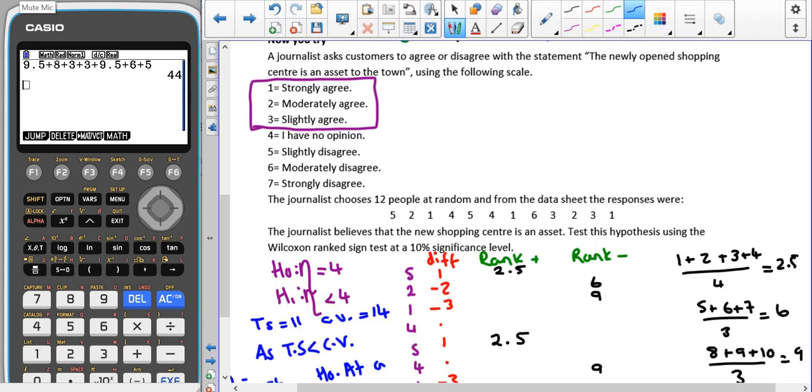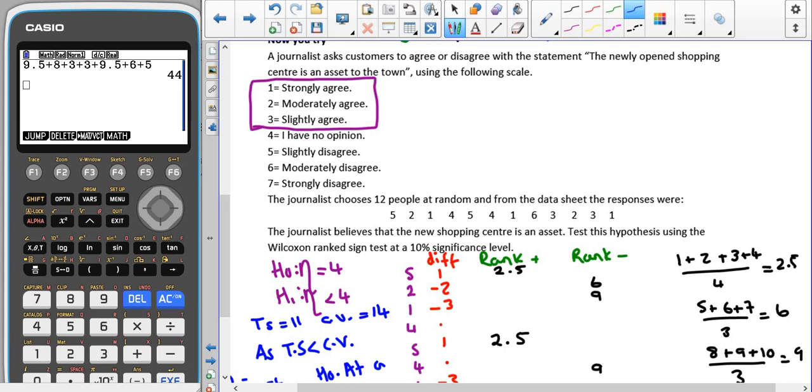Okay, so hopefully you paused the video and gave the Now You Try question a go. So as we were saying, a journalist is asking customers to agree or disagree with a statement that the newly opened shopping centre is an asset to the town. So if they have no opinion, then it's going to be 4. So our H0 is that the median is 4. We're wanting them to agree with the statement. So we're wanting the median to be less than 4.